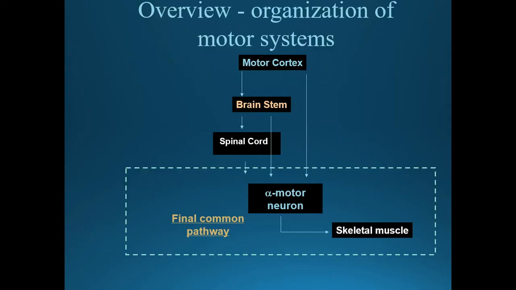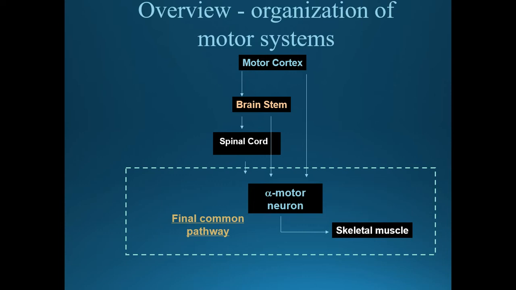Overview: organization of the motor system. In the upper region of the motor system, the motor cortex is connected directly with the brainstem, and from the brainstem directly to the spinal cord. The spinal cord is connected directly to the alpha motor neurons. Also, the brainstem connects directly to the alpha motor neurons, and the motor cortex to the alpha motor neurons.